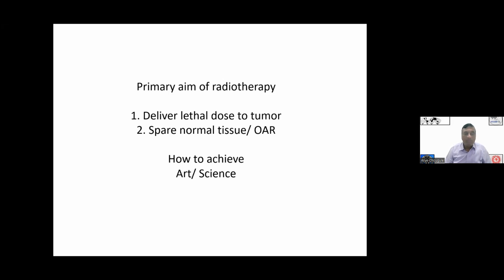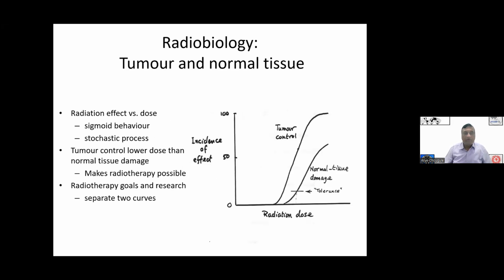We have moved on from the earlier era. And now you can see the radiobiology of the tumor and normal tissue, because if you see this radiation effect, this is an S graph, a sigmoid curve, and this is the threshold. Below this, no radiation effect will occur. So it is sigmoid behavior, a stochastic process, actually the incidence of effect. Here, this is tumor control and this is normal tissue damage. Now, if I give this dose, I can expect maybe 10% normal tissue damage, but at the same time I can expect about 60% tumor control.